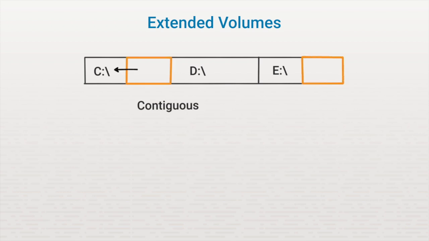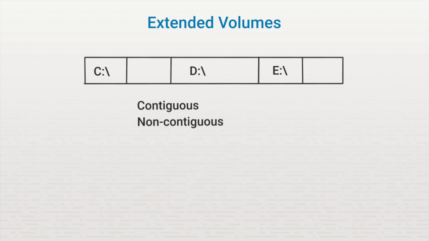This free space here is contiguous or next to the E volume. Also, if this disk is a basic disk, I can only extend other partitions to contiguous space. For example, I can take my E drive and extend it to the space that is here, but I cannot extend my D drive to the free space on the end.